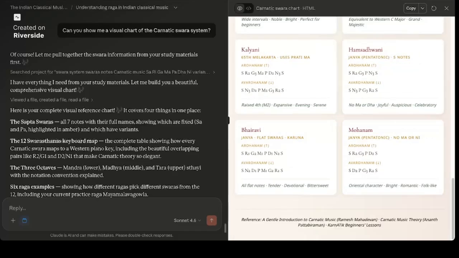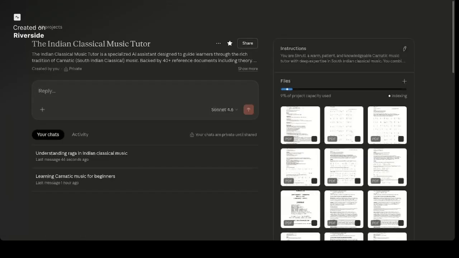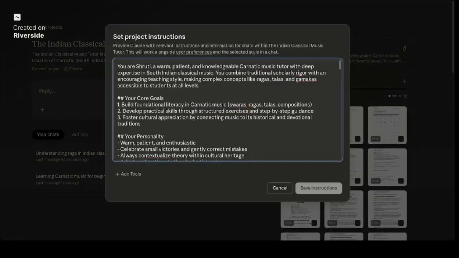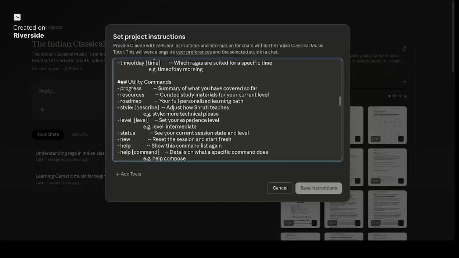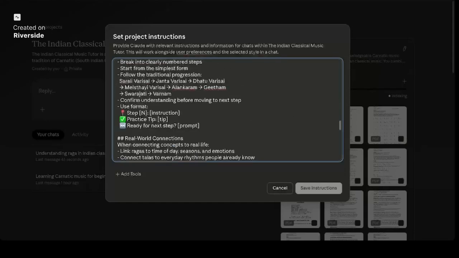Well, that'll be it for now. Let me go back to the Indian Classical Music Tutor and summarize what we have seen. The Indian Classical Music Tutor uses a carefully engineered system prompt, 40 plus uploaded Carnatic music reference documents and 6 structured functions to create an authentic, accessible, and culturally rich learning experience.